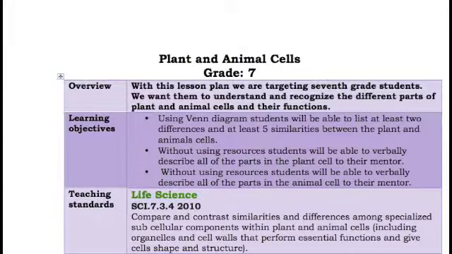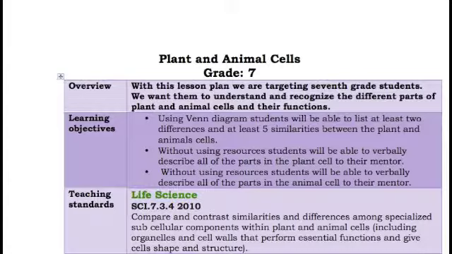Our goal for the overview is to teach 7th grade students the differences between plant and animal cells by interacting with the website and by creating a model. Using a Venn diagram, students will be able to list at least 2 differences and at least 5 similarities between the plant and animal cells.